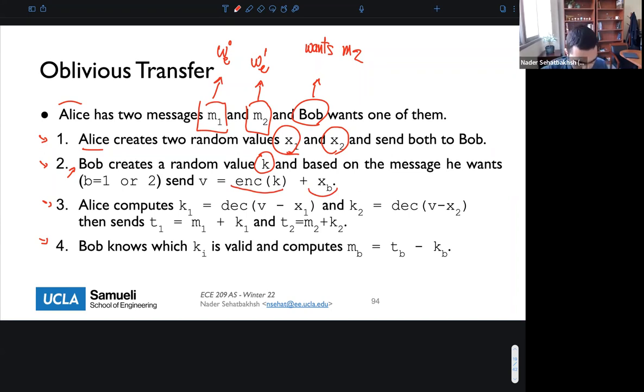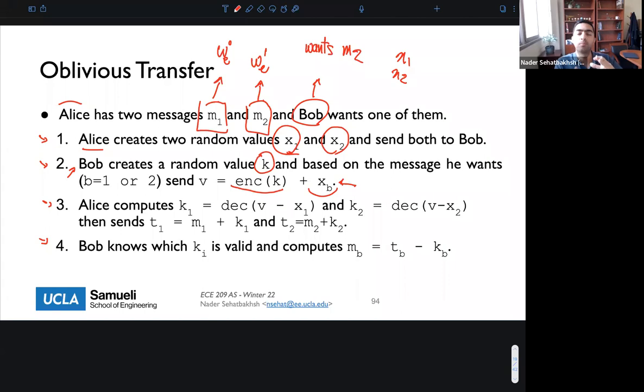So let's see what happens. First of all, Bob creates another random value and calls that k, right? Then Bob encrypts that k, doing some encryption on k, which creates another random looking string, and then adds that encryption to xb, right? So xb here is either x1 or x2. We are assuming that b is a binary value, because Bob either wants M1 or M2. Remember, we are doing 1 to 2 oblivious transfer.